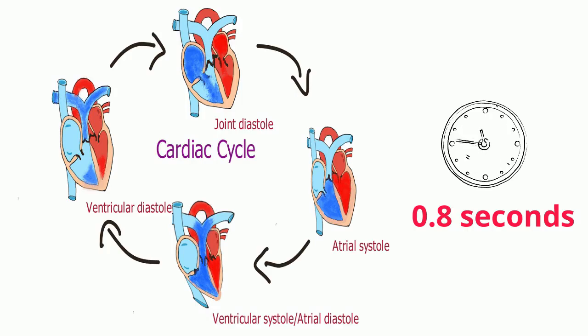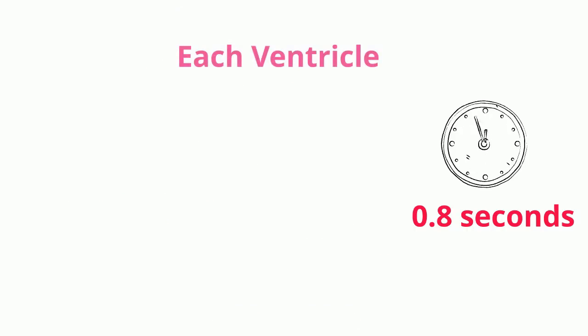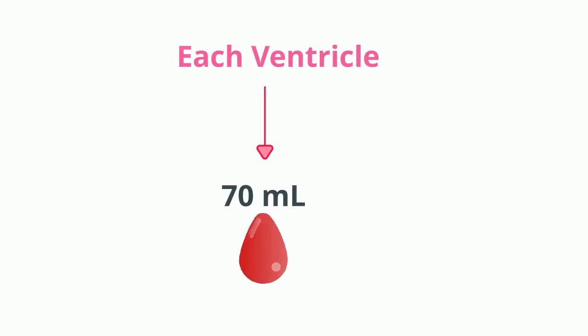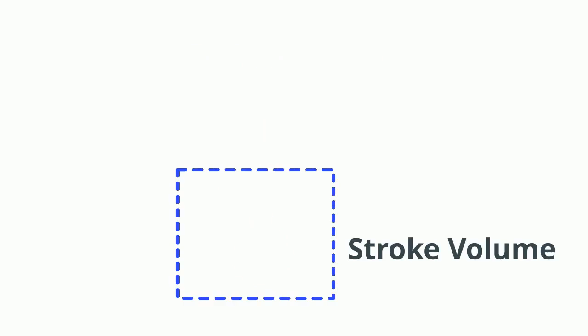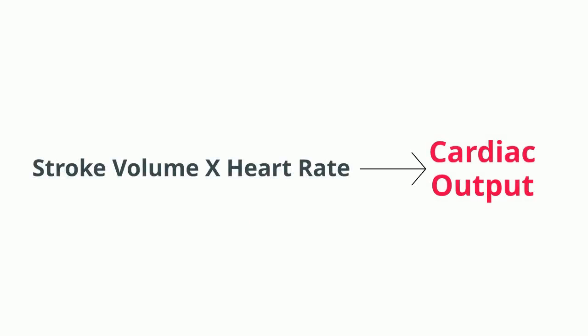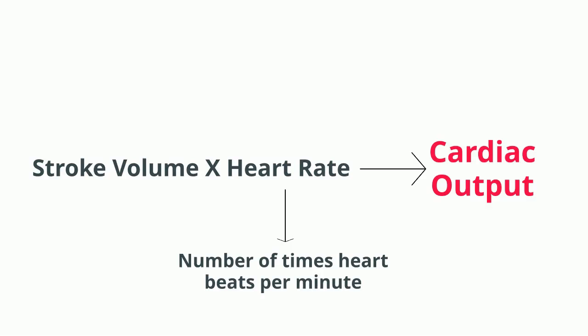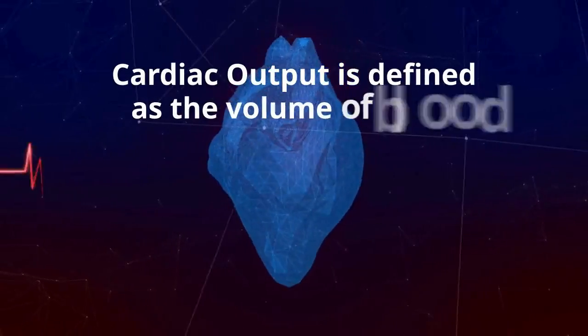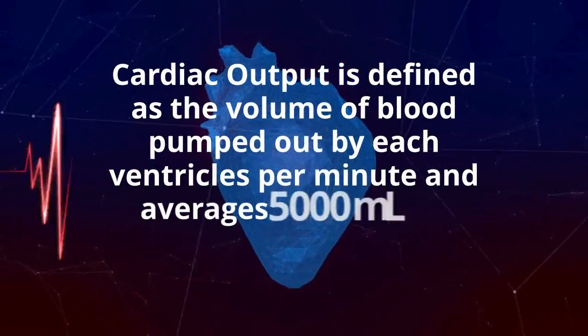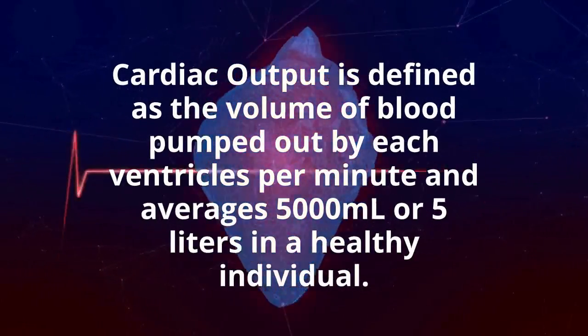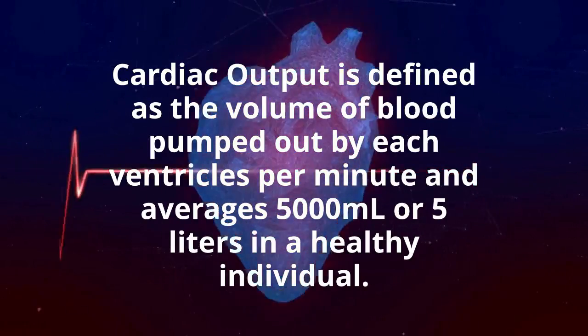During a cardiac cycle, each ventricle pumps out approximately 70 ml of blood, which is called the stroke volume. The stroke volume multiplied by the heart rate gives the cardiac output, where heart rate is the number of times our heart beats per minute. Cardiac output is defined as the volume of blood pumped out by each ventricle per minute and averages 5000 ml or 5 liters in a healthy individual.